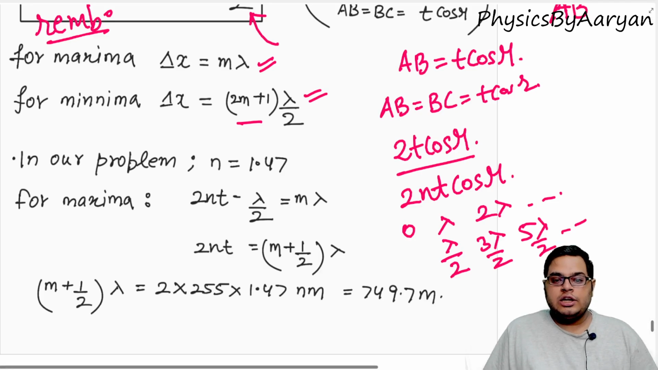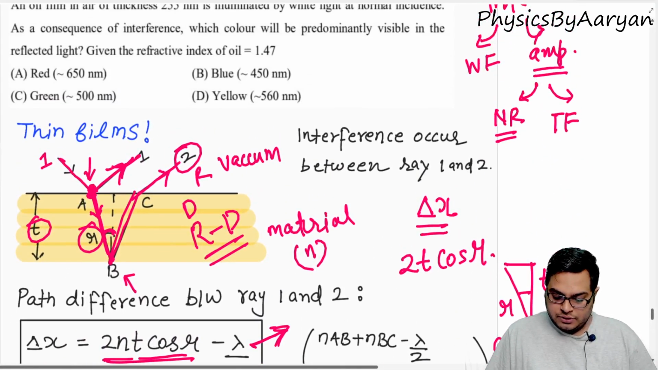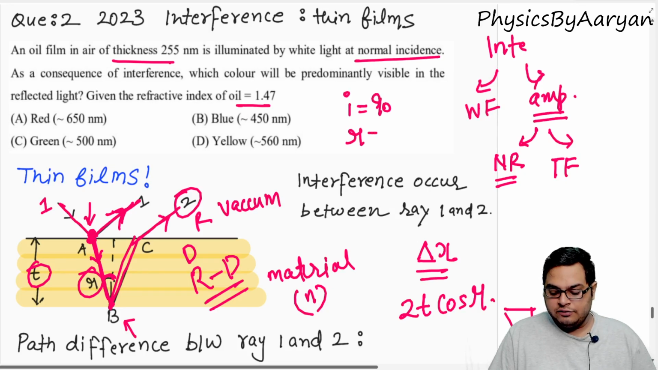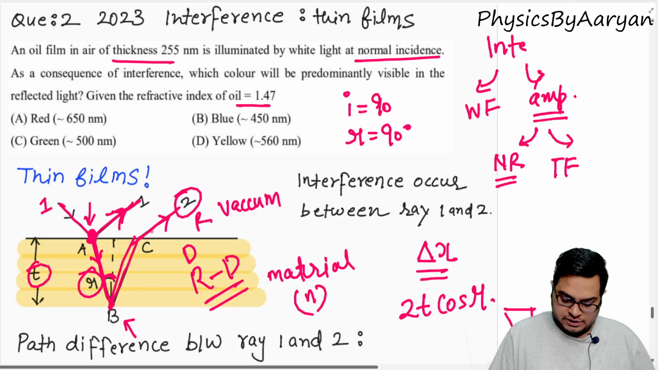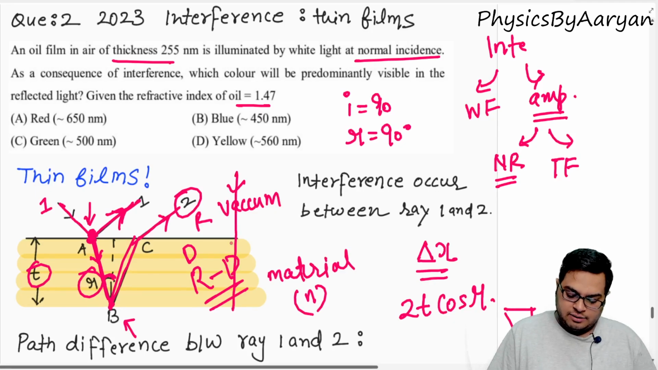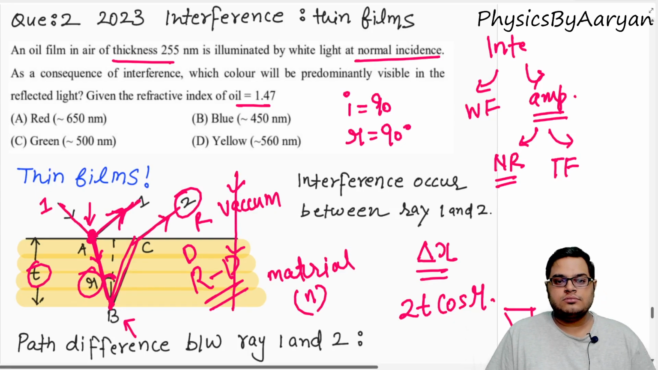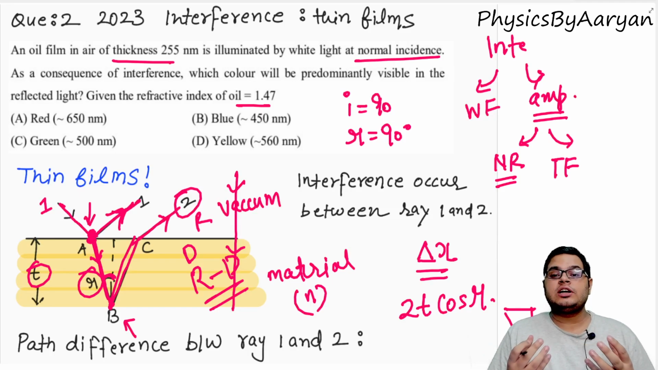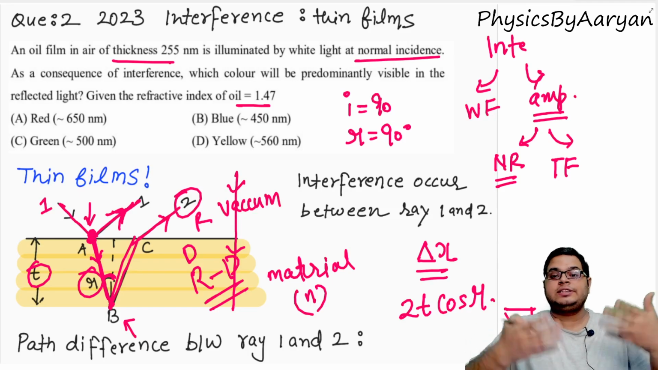Clear? Now in our problem, if you look carefully, the thickness is given to us, the refractive index is given to us, and the light is incident normally. They are asking which light will be predominantly visible. Which light will you see the most? Basically, which color maximas will you see?